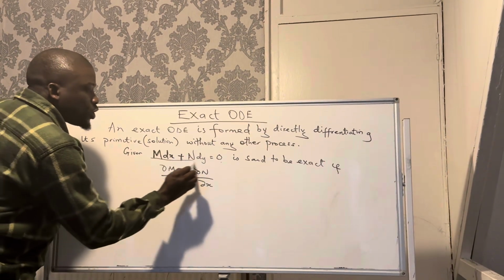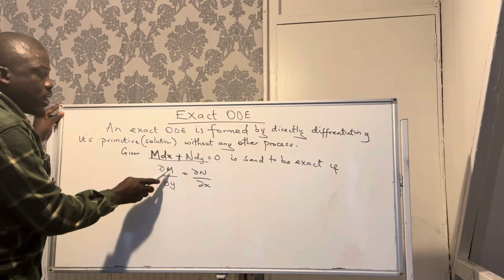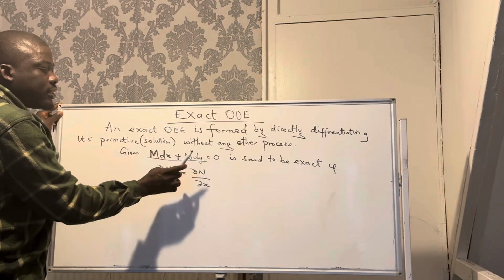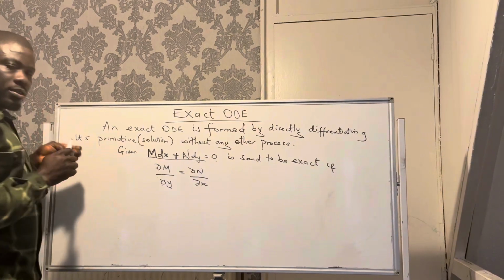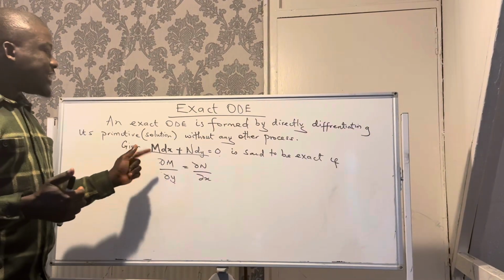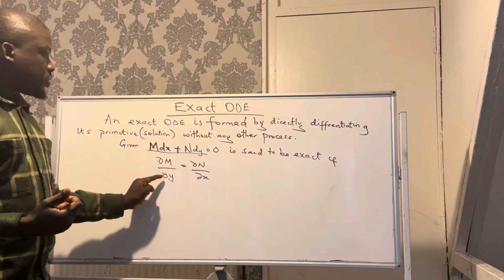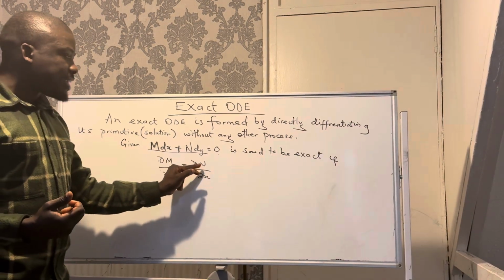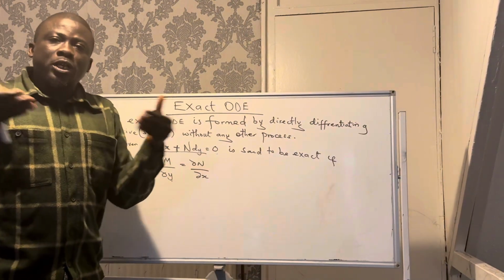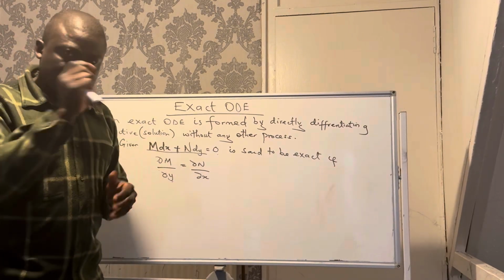this differential equation is said to be exact if the partial differentiation of M with respect to y is equal to the partial differentiation of N with respect to x. Now, if you are given a differential equation in such a way that you can differentiate M partially with respect to y and differentiate N partially with respect to x, if both partial derivatives are equal, then we say the differential equation is exact.